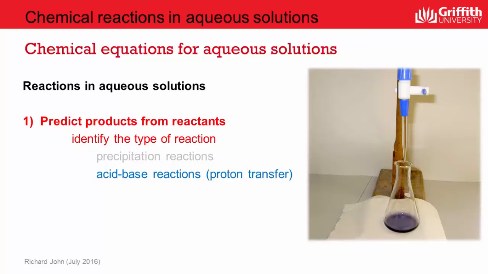Acid-base reactions, otherwise known as proton transfer reactions, are another important class of reactions that we will consider, and we need to be able to know how to identify acids and bases and therefore whether an acid-base reaction is likely to occur. Acid-base reactions rely on protons. They're known as proton transfer. In other words, the H+ ion or the hydrogen ion becomes important in acid-base reactions.